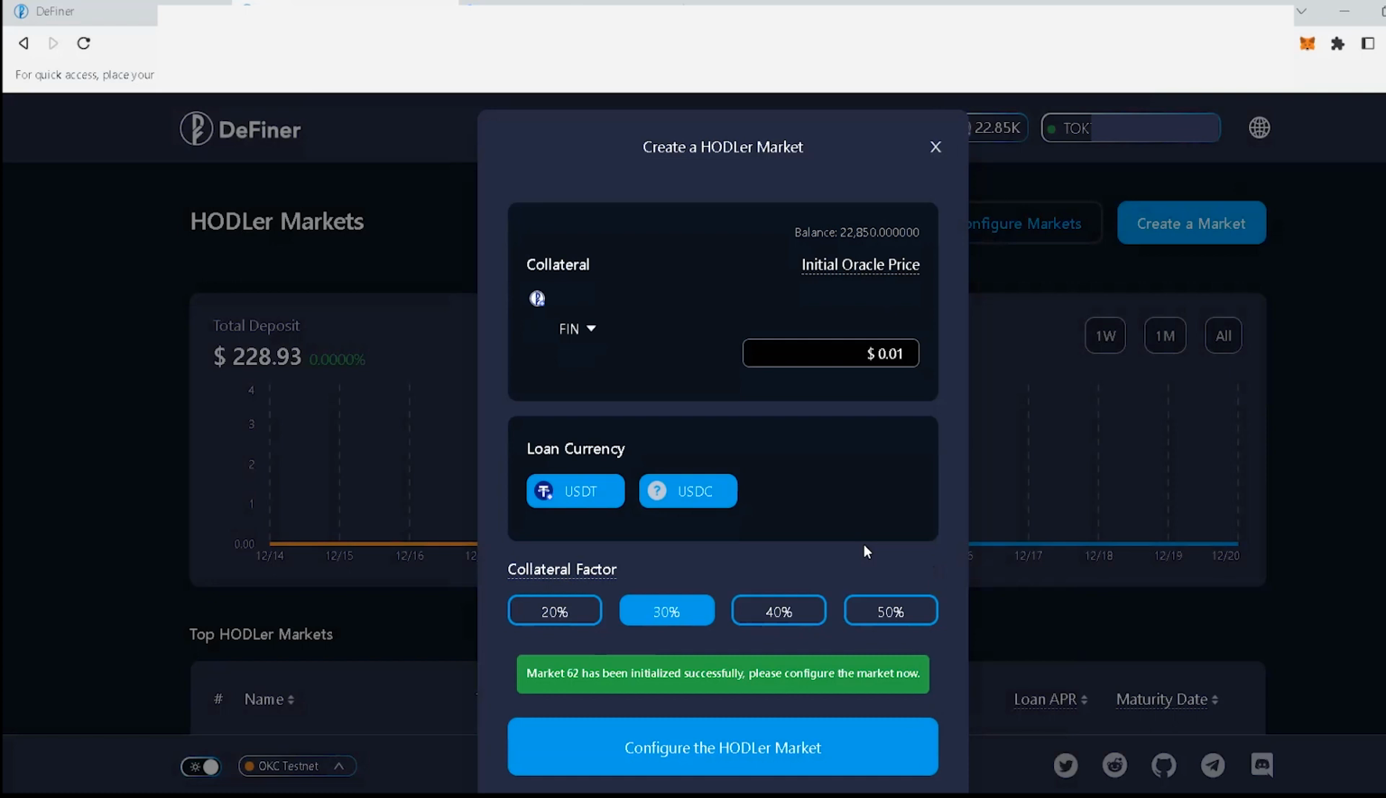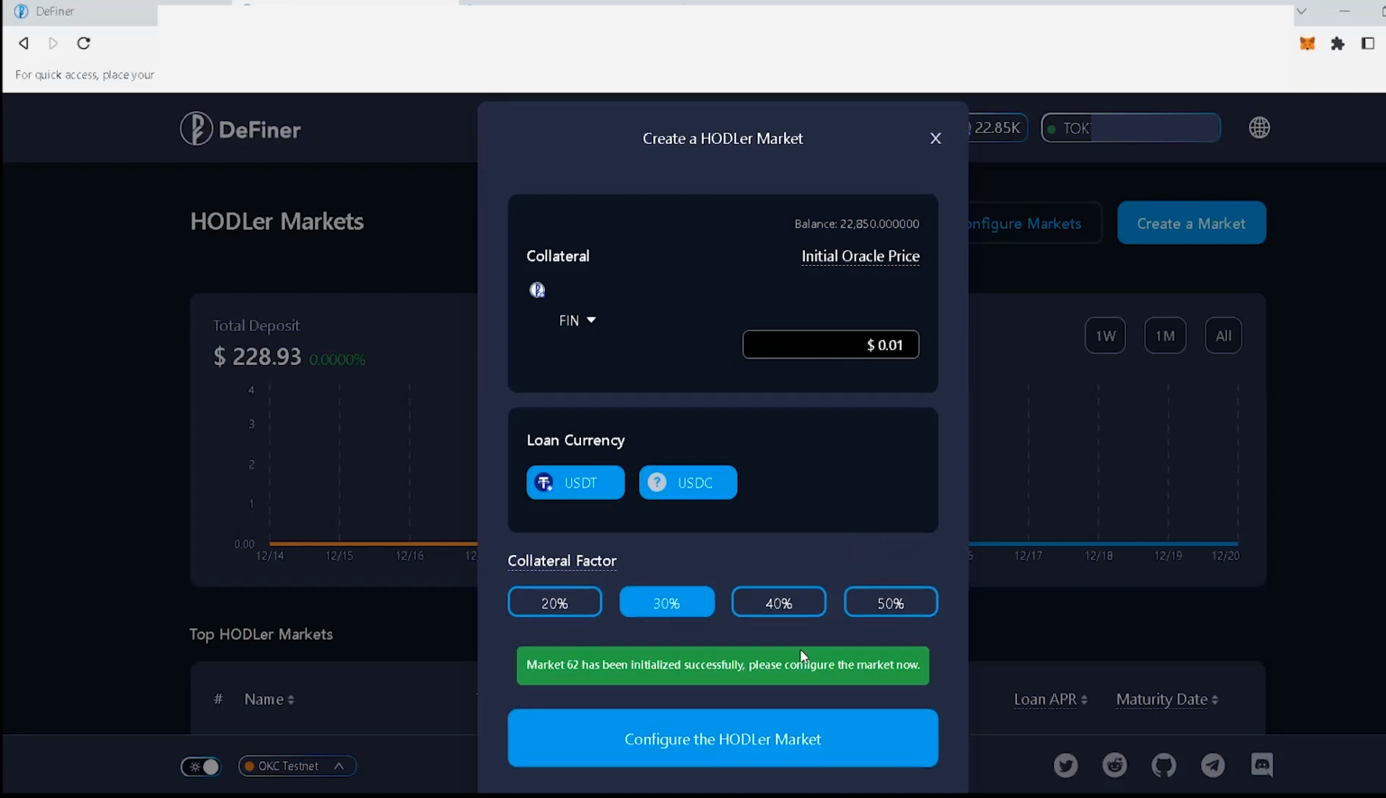During the market deployment stage, as you can see on the screen, you set the collateral or base token, the collateral model or the oracle model, the loan currencies, and the collateral factor for your HODLer market. In this step, in market configuration, you'll be configuring more things such as the lockup mechanism, the interest rate model, and the incentives for your market.